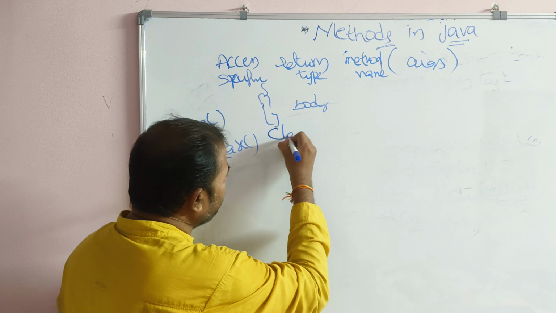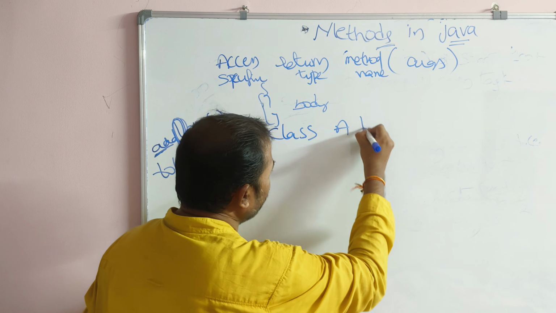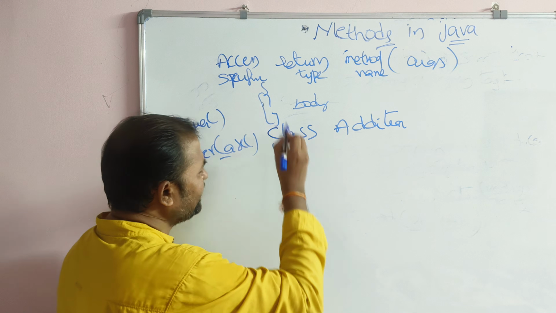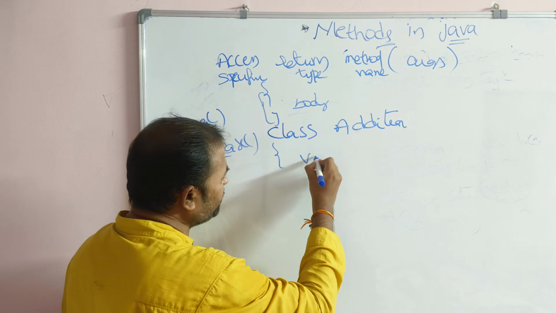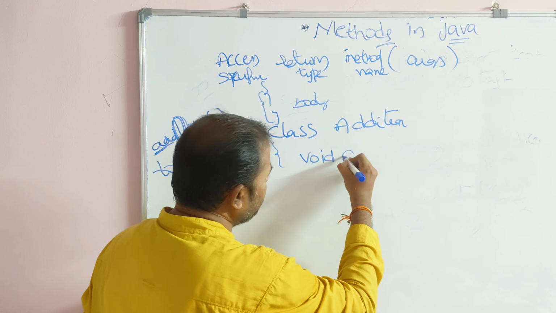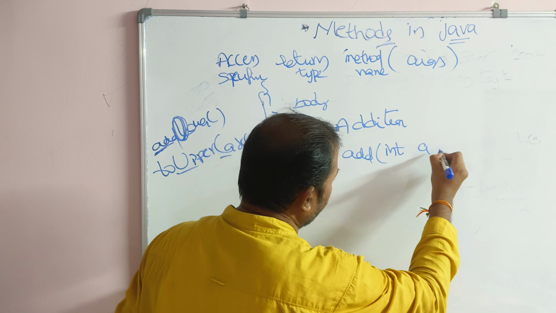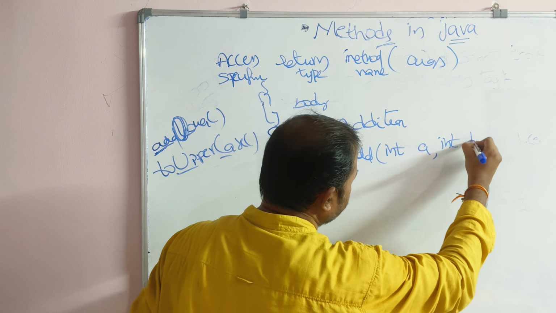So let's say we have a class called Addition. Let us perform addition of two numbers. So class Addition. Now let us define a method. Let the return type be void. Let the name of the method be add. So void add of int a, int b. So we have to pass two parameters.